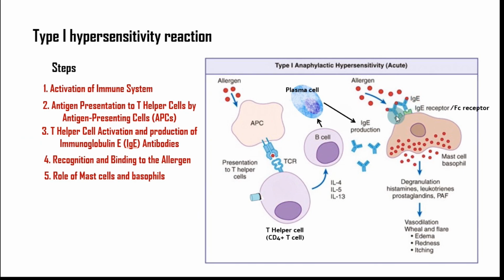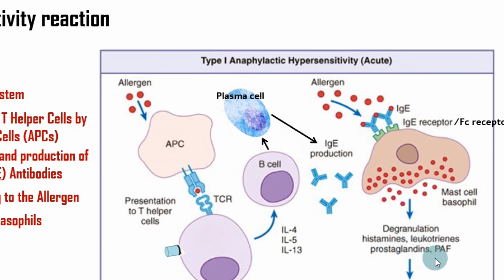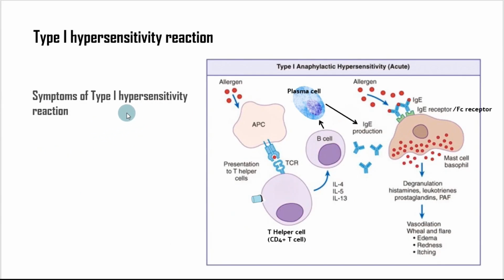This cross-linking is a crucial step because it triggers a signaling cascade within these cells, leading to their activation and subsequent degranulation, which is associated with the release of certain inflammatory mediators such as histamine, leukotrienes, prostaglandins, and PAF, or platelet activating factor. Now, what are the symptoms of type 1 hypersensitivity reaction?